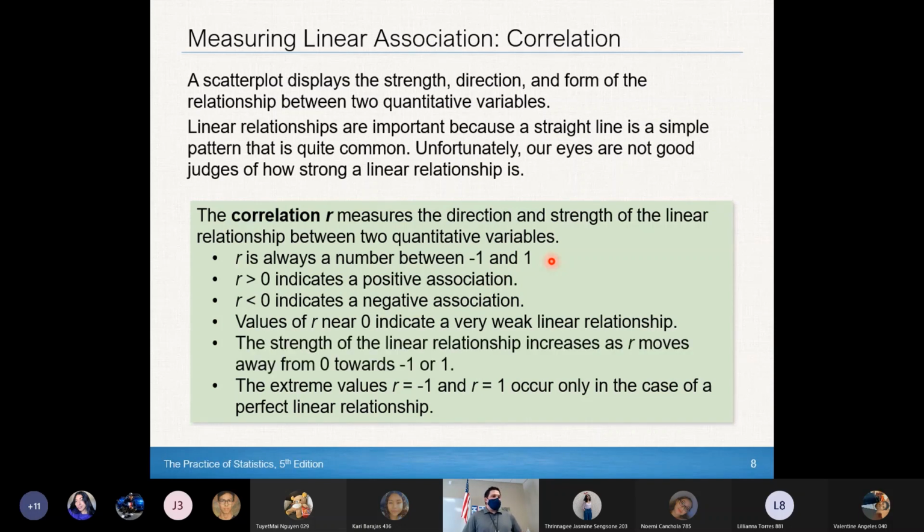The strength of the linear relationship increases as R moves away from 0 towards -1 or 1. The extreme values R equaling -1 and R equaling 1 occur only in the case of a perfect linear relationship, which would mean all of your points in your scatter plot lie exactly on a line, which basically doesn't happen.